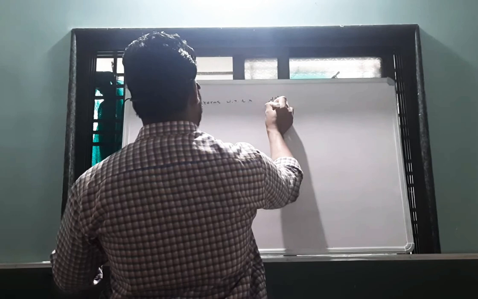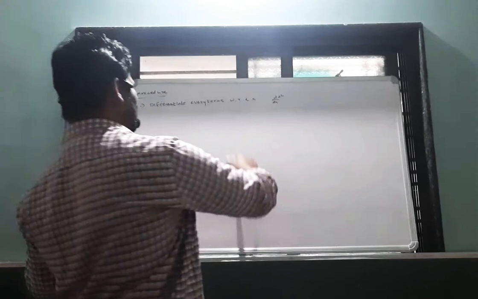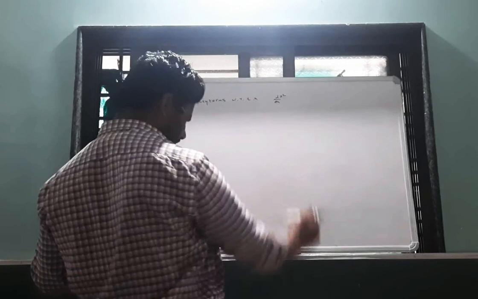So here, suppose you want to find the derivative of y square with respect to x. Differentiate every term with respect to x. We have to find the derivative of y square with respect to x, and you are applying the chain rule.